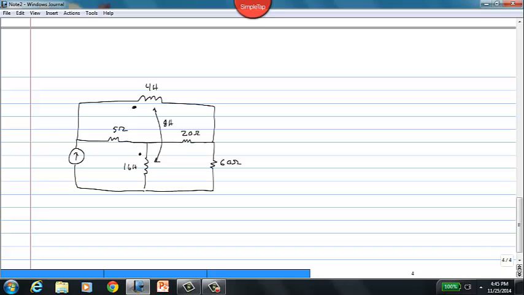So to do that, what we need to do is establish the current values. I'm just going to call that the generated current. So we need to establish the current values in the different meshes. We've got this mesh here. The current is clearly IG. We've got a mesh current here. I'm going to call that I2. We've got a mesh current in the top. We'll call that I1.